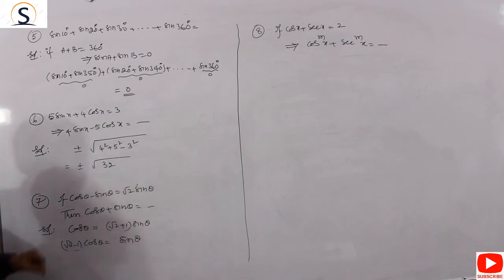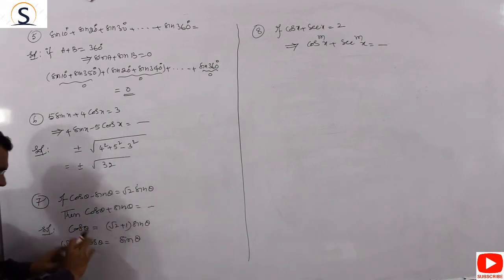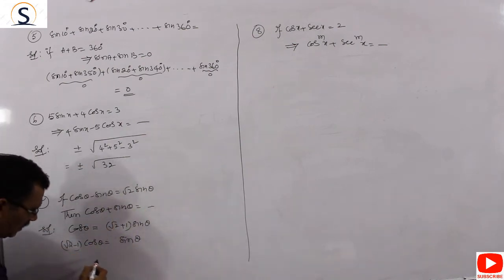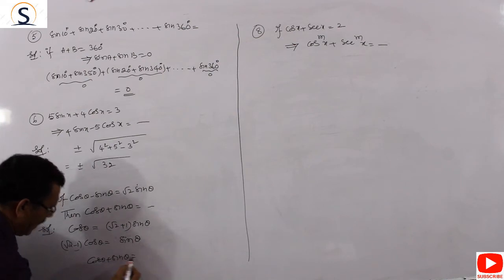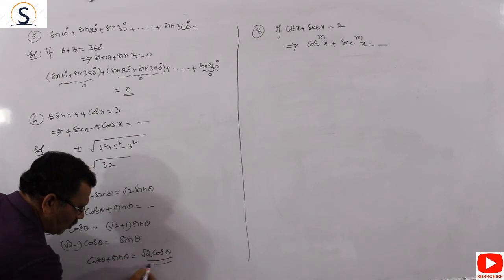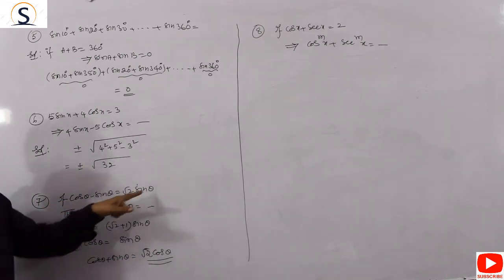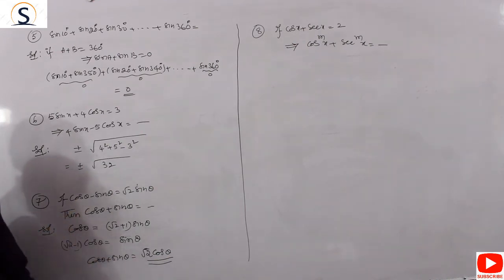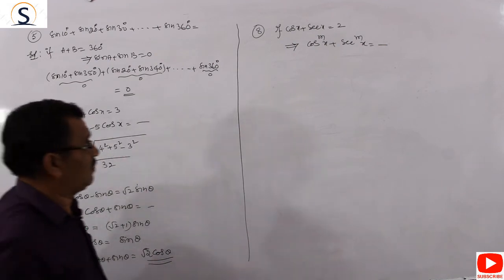So, we want the cos theta plus sin theta value. Therefore, minus cos theta, bring this side, it will be plus cos theta. That means cos theta plus sin theta, on the other side, it will be root 2 cos theta. Therefore, this is the result of this problem. Cos theta minus sin theta is equal to root 2 sin theta, then this is the result, root 2 cos theta. If you do not remember, you can work it out, but it is very simple to remember this formula, a square plus b square minus c square. Okay.